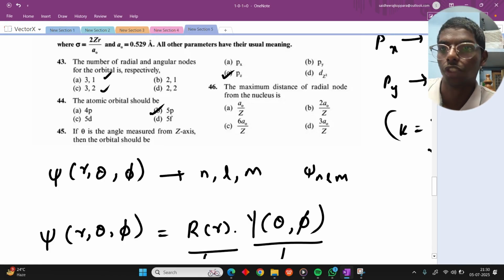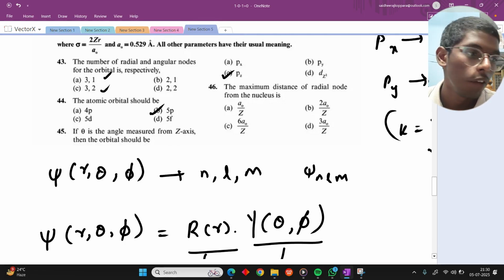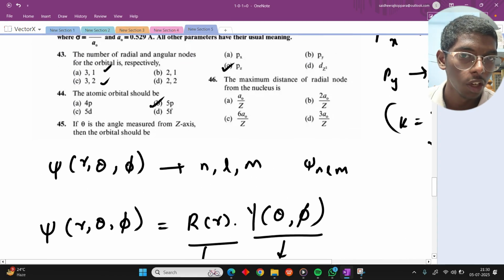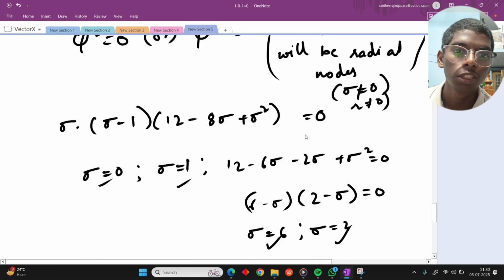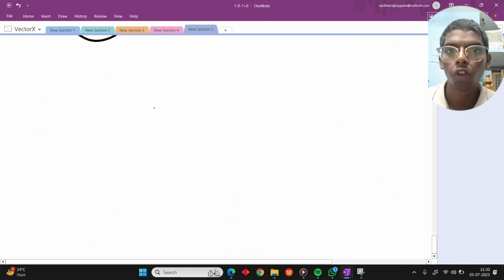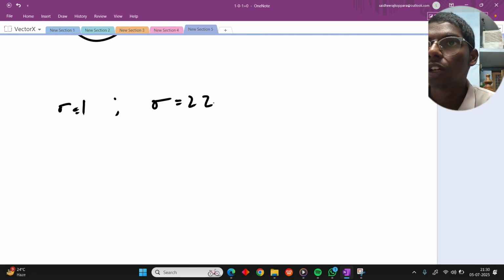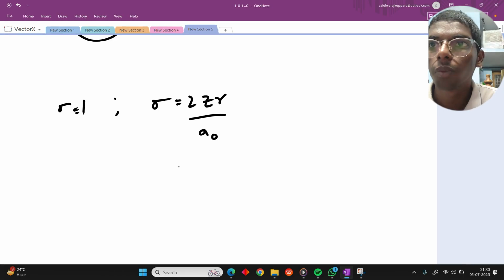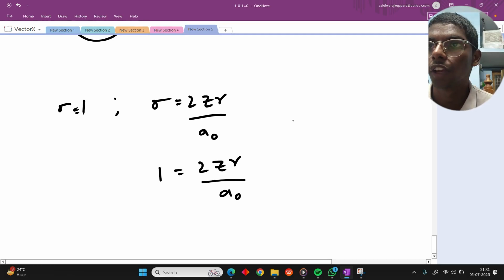The interesting part of this question is the maximum distance of radial node from the nucleus. Radial node is actually where, when you go radially, that means along the radius, the probability of finding the electron is 0 in the atom. Okay, that's what radially means. So to find the maximum distance of the radial node from the nucleus, first let us calculate the distances of the radial nodes.